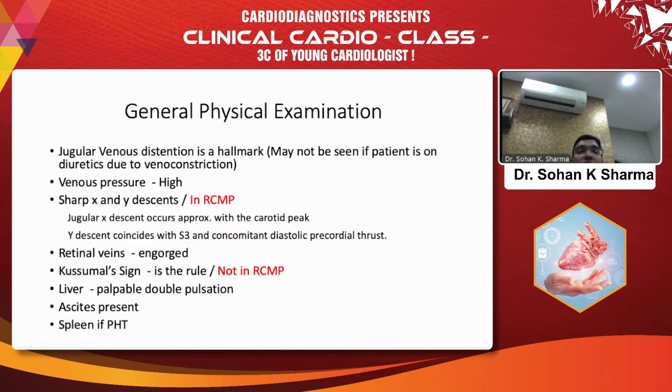On general physical examination, jugular venous distension is a hallmark. It may not be seen if the patient is on diuretics, due to vasoconstriction. Venous pressures are generally high. Sharp X and Y descent. In RCMP also it may be seen.